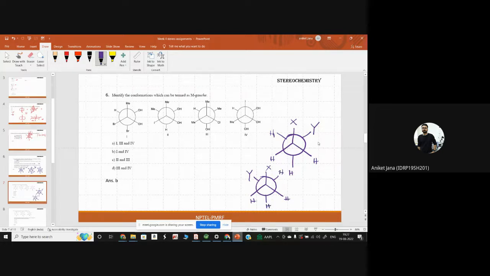So tell me, in case of this one, this is the gauge one, and this is also gauge one. Here the angle is 60° from the front carbon to the back carbon, and here it is 60° but in the different direction, like 300°. Okay, so now tell me, which one is the P gauge and which one is the M gauge? Is this one M gauge or P gauge?